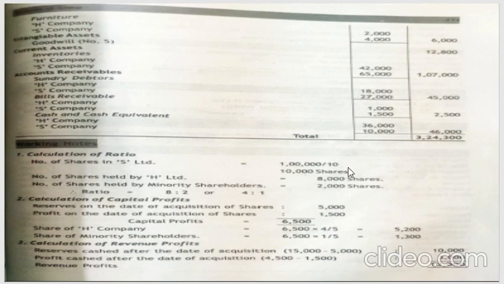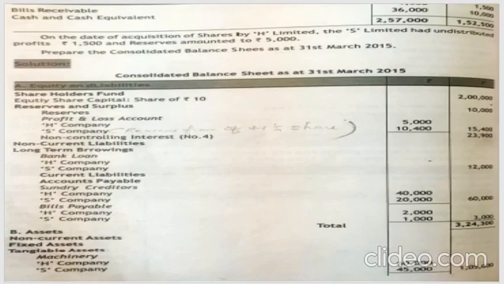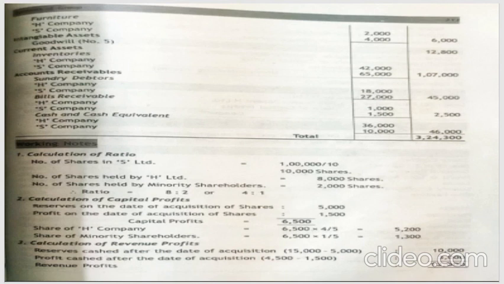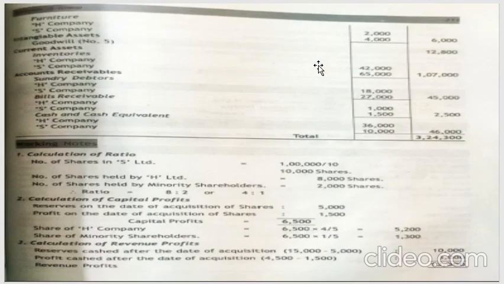Number of shares in S Limited: as per the question, the total share capital is 1 lakh rupees of rupees 10 each. So 1 lakh divided by 10 will give you 10,000 shares. Out of 10,000 shares, H Limited, that is the parent company, has acquired 8,000 shares of rupees 10 each, which is mentioned here. And 10,000 minus 8,000, the remaining number of shares is 2,000, which has been bought by the minority shareholders. So the ratio will be 8:2, which can be further simplified to 4:1.